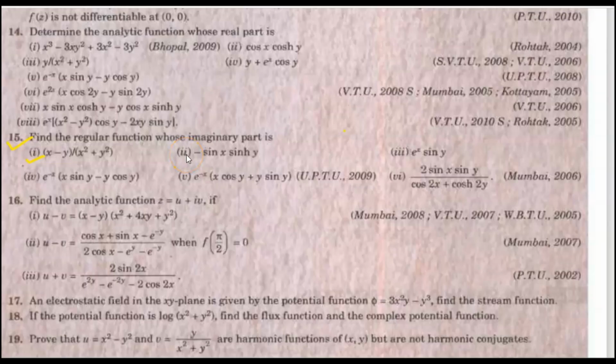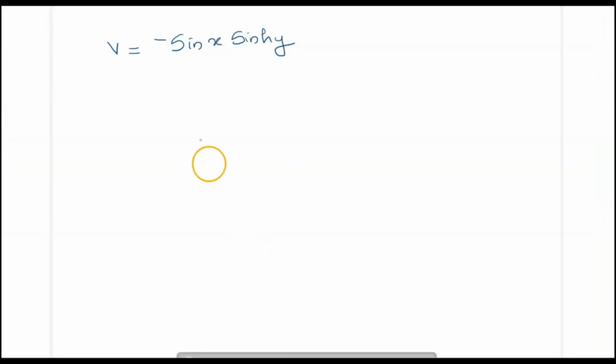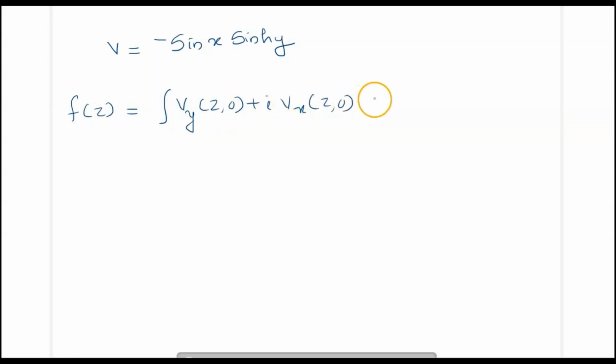Second question is minus sin x sin hy. That is, the imaginary part is minus sin x sin hy. So v is equal to minus sin x sin hy. We need to find the function f of z, which is equal to integral of Vy at z0 plus i Vx at z0 dz. So we need to find Vy and Vx. Vy, with respect to y, minus sin x is constant, and sin hy derivative with respect to y is cos hy.